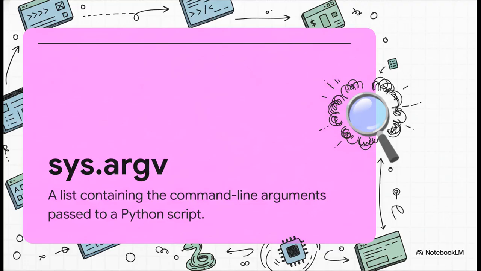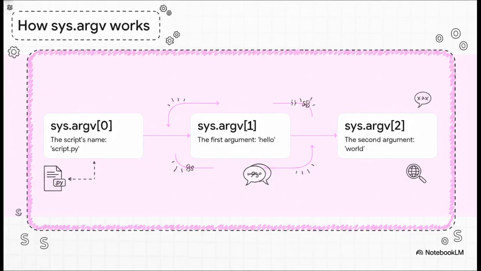As soon as you run your script, Python creates this special list called argv, and it stuffs everything you typed on the command line right into it. It's your script's ear to the outside world. So let's break down what that list actually looks like. The very first thing, at index 0, is always the name of the script itself, script.py. Then the next thing you typed, hello, that's at index 1. And the next one, world, is at index 2. It's that simple. It's just a list of the words you typed in order.